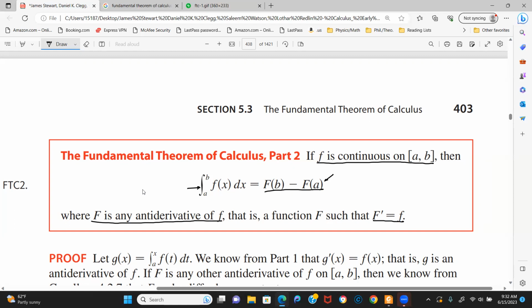So in other words, if you can guess what an antiderivative is, which we've done before, it's not terribly difficult. It takes a little getting used to because it's kind of working backwards from what we've been doing, but it's doable. You can guess an antiderivative, and once you've done that, computing the integral is extremely easy at this point. So this is a very nice theorem that allows us to simplify computations.